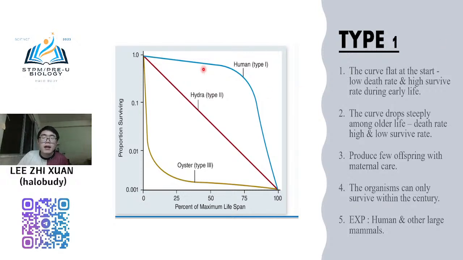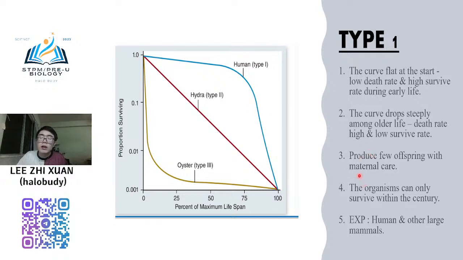So for type 1, the survival rate in early life is very high, and the death rate is very low. And then as time goes further, the curve will drop. You will see that the curve drops, right? Meaning that in this part the death rate increases and the survival rate is very low. One example is disease like cancer. In older people, they easily get cancer, right? And also cardiovascular disease, all that.